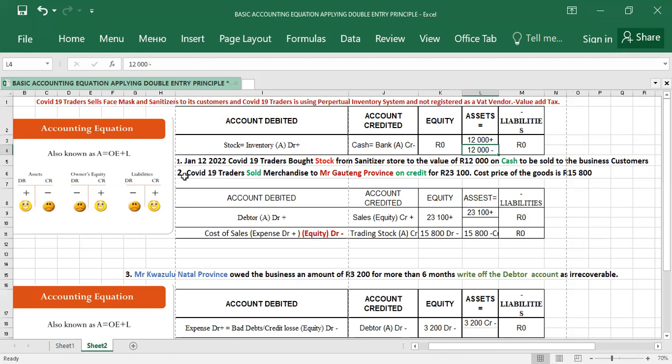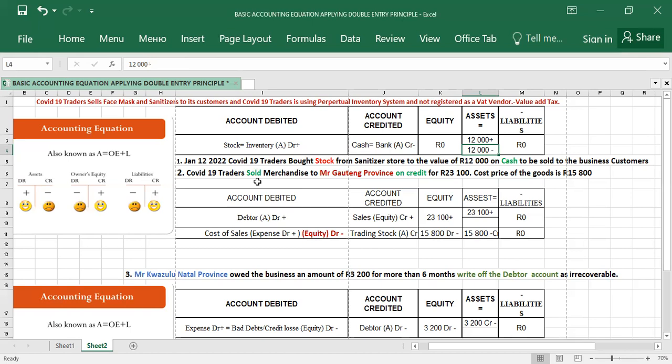Let us go and record the second question. The second question says, COVID-19 Traders sold merchandise to Mr. Gauteng Province on credit for 23,100. The cost price of the goods is 15,800. So what is happening in the second question? COVID-19 is selling goods. Selling what? Merchandise. To whom? To Gauteng Province.